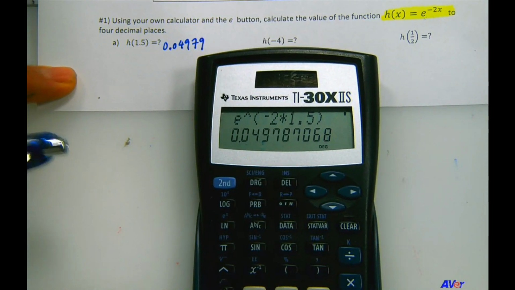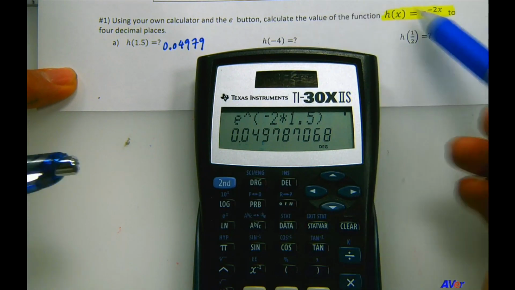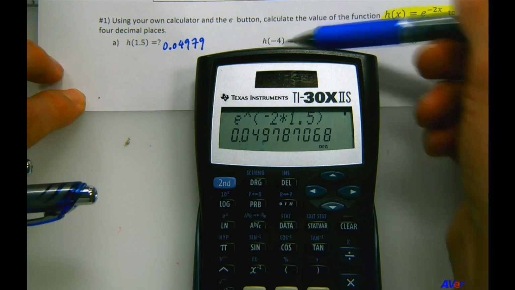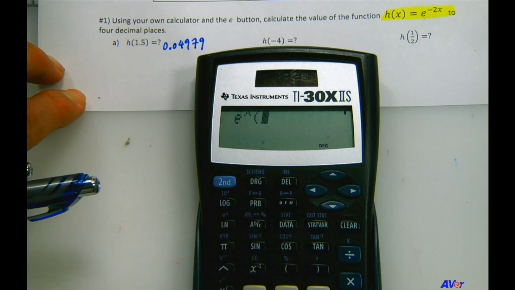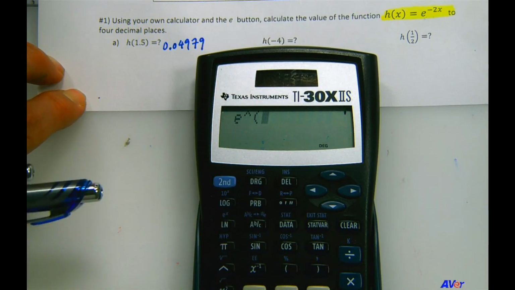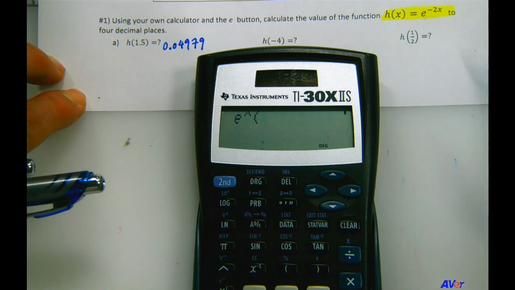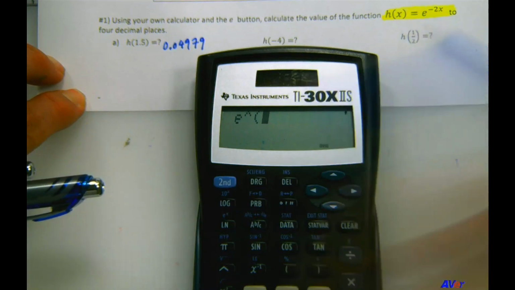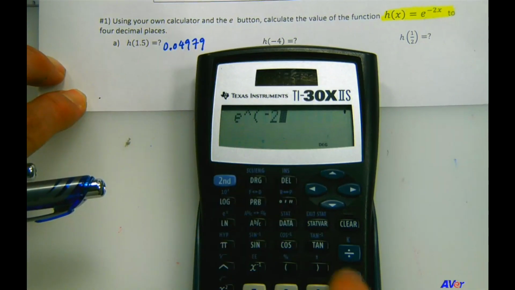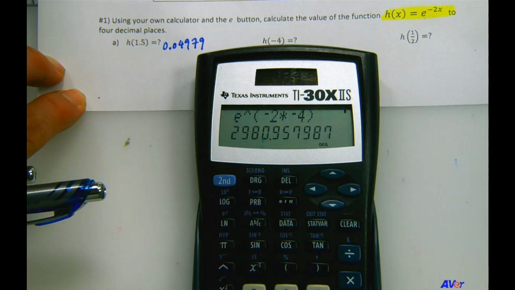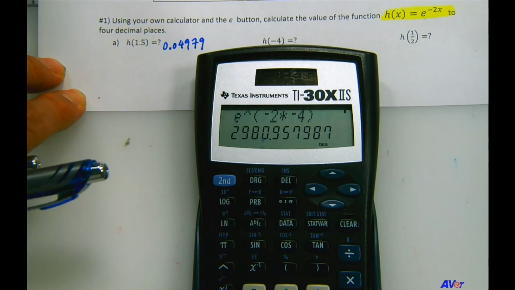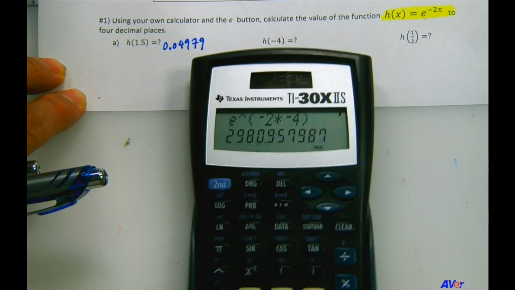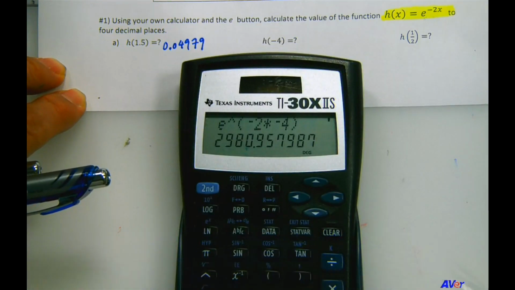Okay. Now we're going to calculate this quantity, that function at x equals negative 4. Once again, I'm going to activate my e function, the E button on my calculator, then minus 2 times x would be minus 2 times minus 4. So minus 2 times minus 4, close parentheses. Hit enter. Do you have that result? If you have that result, everything is good. If not, please look back at what you did that gave you a different answer.